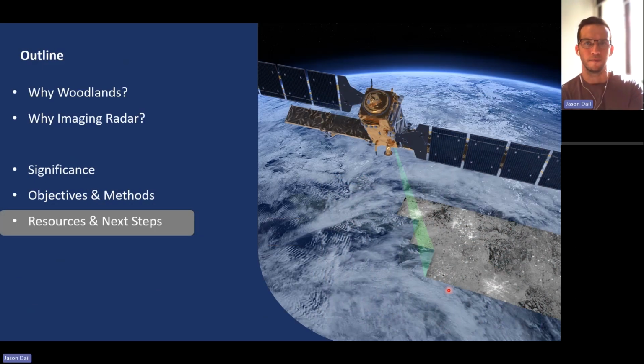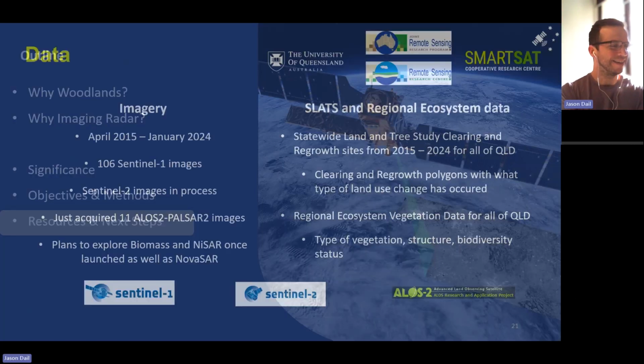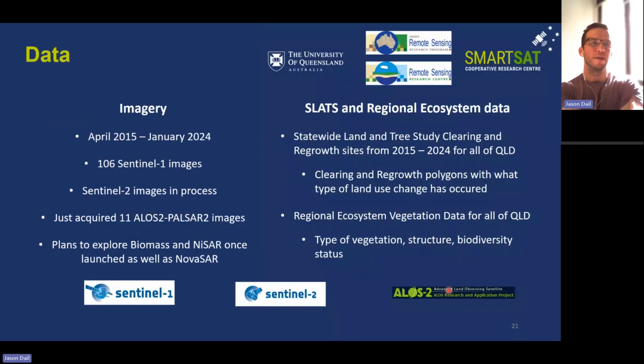And this is a picture of Sentinel-1. Well, not a real picture, but so data. So right now I'm kind of in the exploratory phase of the data. I'm kind of starting from scratch. I'm getting all the data and I'm processing it. So the imagery I'm currently working with is Sentinel-1 data from 2015 to the present, which is at the moment 106 images. And I'm in the process of getting all of the Sentinel-2 images at the moment, for the same years, 2015 to 2024.